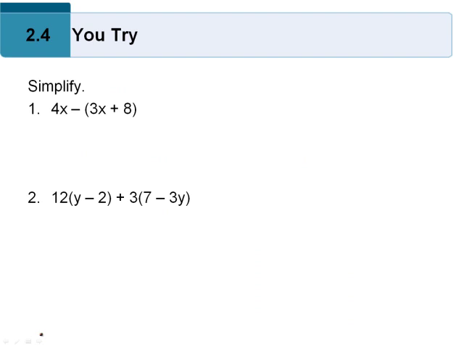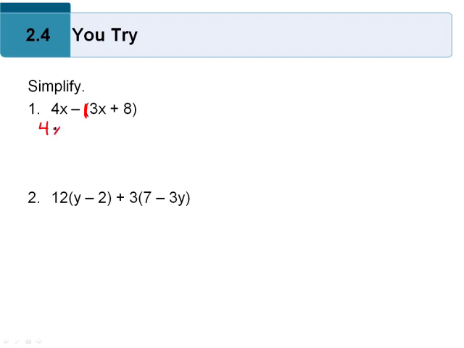Alright, so pause the video and try these on your own. So number 1, we want to simplify. We have 4x minus, and then parentheses, 3x plus 8. Remember, what do you need to put in before that parentheses? That's right, a positive 1 right there. Actually, it's going to be a negative 1, but it's a hidden 1 that you're going to distribute.